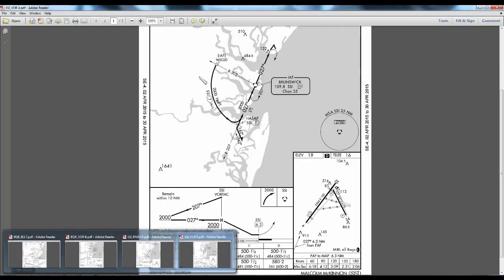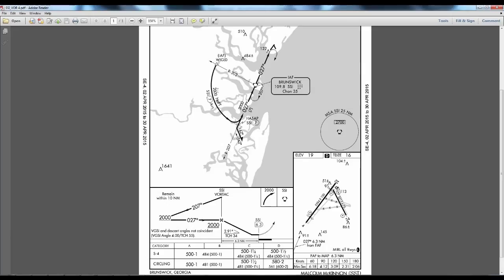So that's our initial leg right there, widget to HACCP. The initial can be thought of as the leg that connects the initial approach fix to the intermediate approach fix, if there is one. In this approach, there is one. HACCP is your intermediate approach fix. Now, what is the intermediate? The sole reason the intermediate leg exists is to connect the initial and the final together. And you can see it here.